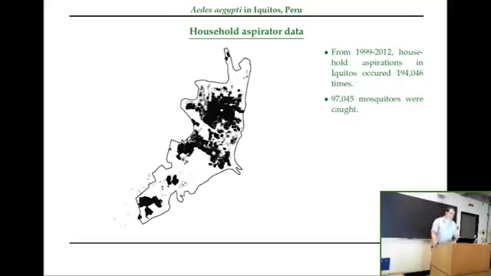In these 194,000 collections, only 97,000 mosquitoes were caught. I mean, it's easy for me to say only, I didn't have to count them. But if you think about it, that means on average we're collecting about half a mosquito every time we go out. There are not very many mosquitoes, at least not very many Aedes in Iquitos.